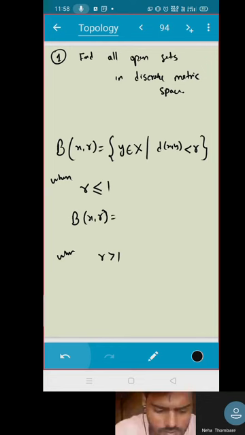Correct. What can you say if r is less than or equal to 1? What can you say about this? What happens if r is less than 1?